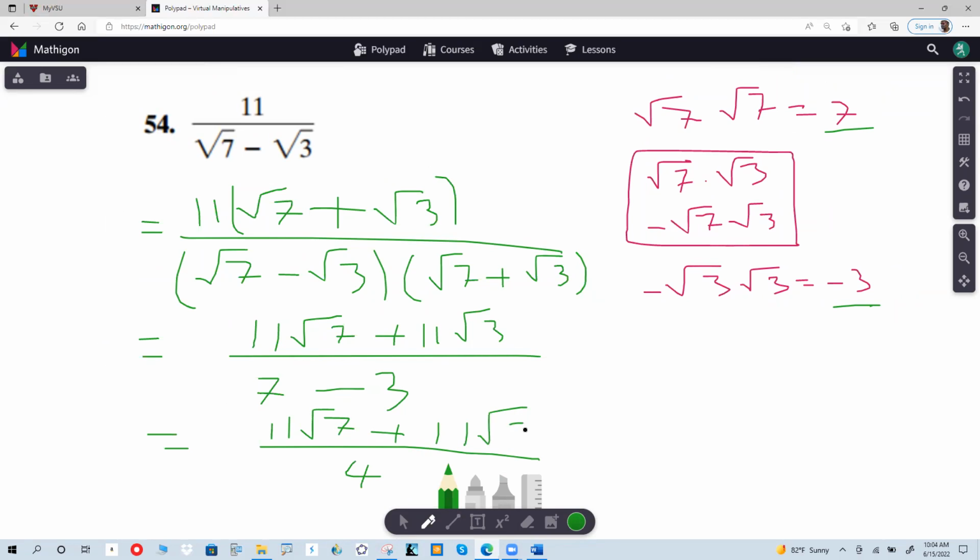So that's called rationalizing the denominator. And we have done 2 of the hard problems. You're going to see problems like this on the exam. So I'm going to pause here a little bit to see if you have any questions.